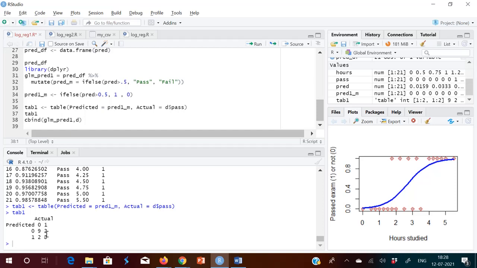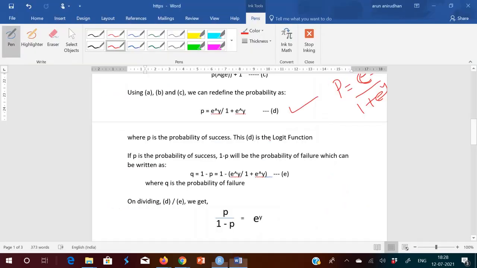Two numbers are there. And then 1 and 1, 8 are there. Okay. And actually it was fail, but we predicted as pass. So two numbers are there. So the total will be our total size of this thing. So this is how this is known as a confusion matrix. So I hope you understood a little. I'll just do a recap of this.